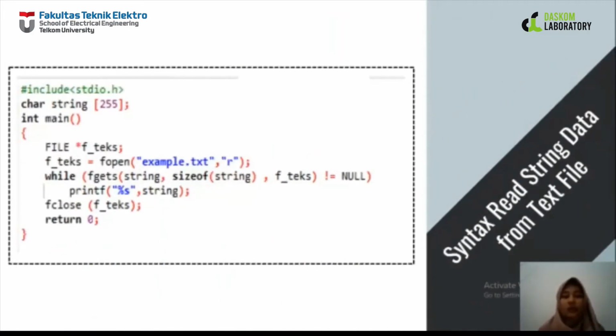Next, we're going to syntax to read string data from text file. This is the pointer, file pointer. Don't forget to open our file text because we're in the write program. We use example.txt. So in this read program, you also use example.txt. We use R in this mode because we're going to read, and don't forget to close it.